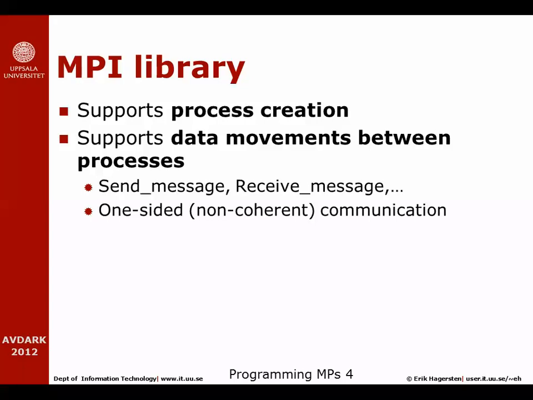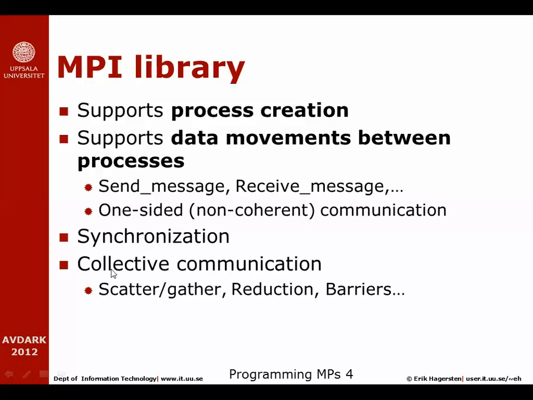You simply can just rip a value, or rather copy a value, from a remote process into your own process memory. So that's a one-sided communication. You also have some kind of synchronization primitives. You have some kind of collective communication primitives, something called scatter-gather, reduction, as well as good old barriers. We will not discuss these in detail. We will later on, when we talk about vector processing, get back to scatter-gather a little bit again.